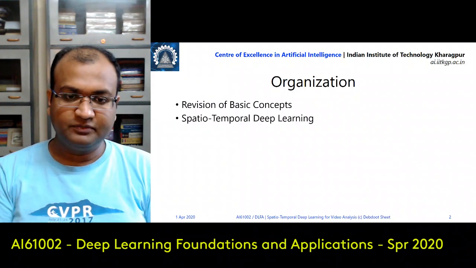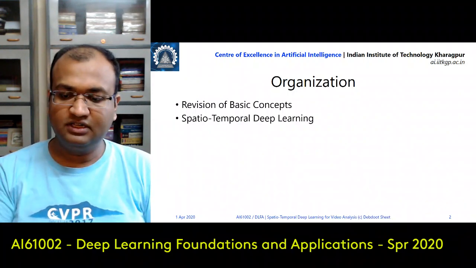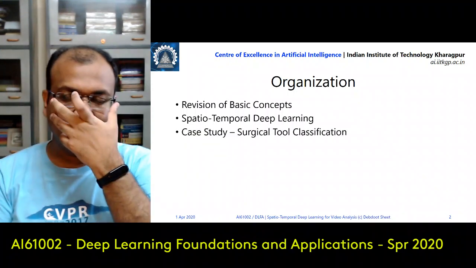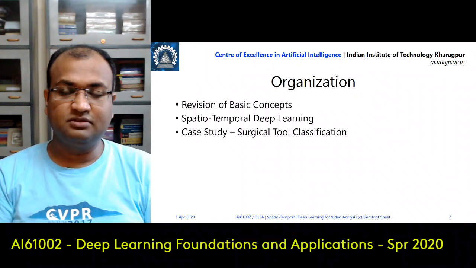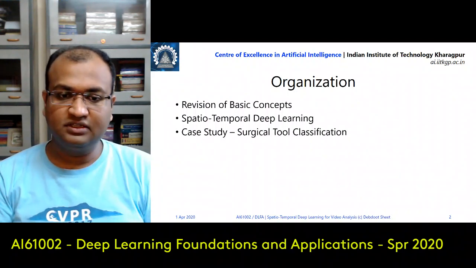Then from there we'll enter into the basic concept of spatio-temporal deep learning, and from there get into a particular case study. There will be multiple case studies; in fact, there are just two case studies which I'm doing over here. The first one is what is known as surgical tool classification.